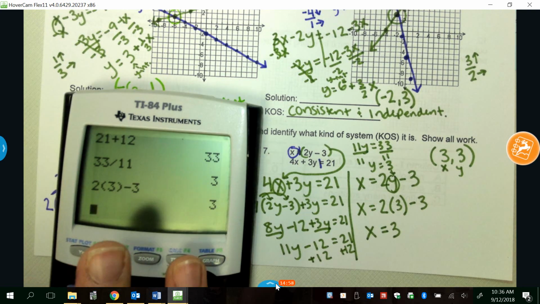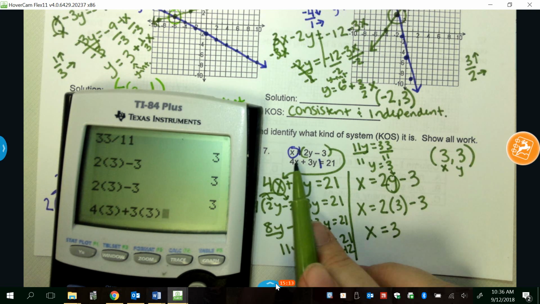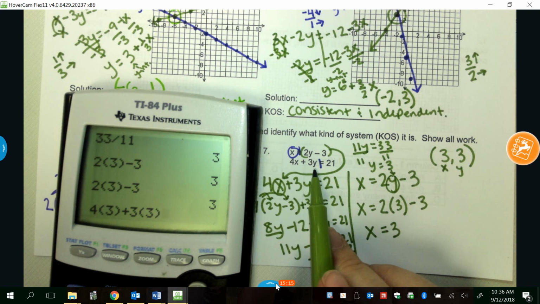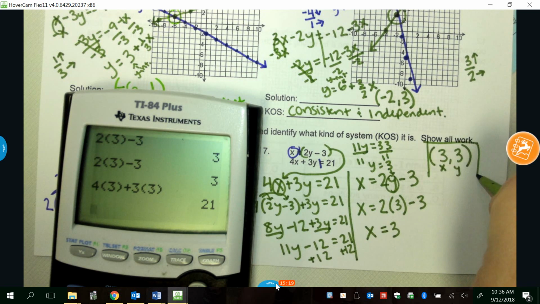Okay, and let's double check it. So if I do 2 times 3 minus 3, which I just did, it should equal x, which is 3. And it does. So then 4 times 3 plus 3 times 3, which I got right here, 4 times x plus 3 times y, it should equal 21. And it does. So this is my answer.